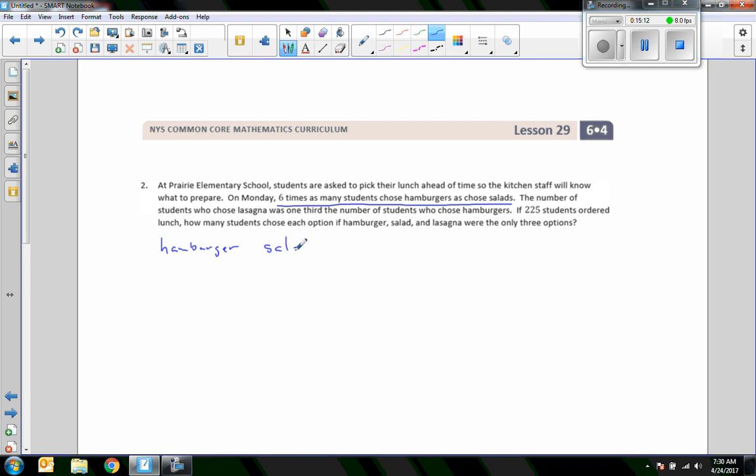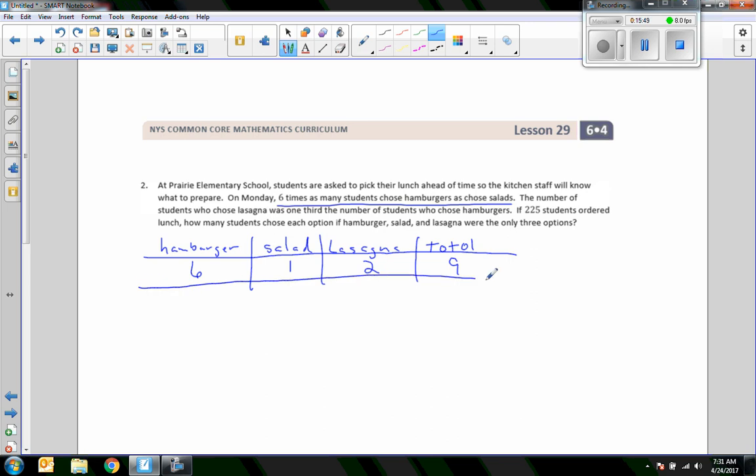and salad. The number of students who chose lasagna was 1/3 the number of students who chose hamburger. 225 students ordered lunch. How many students chose each option? So here's my table. If 6 times as many students chose hamburgers as chose salad, I have salad 1 and hamburger 6. The number who chose lasagna is 1/3 the number who chose hamburgers. 1/3 of 6 is 2, so my total is 9. Okay, so there's my table set up.